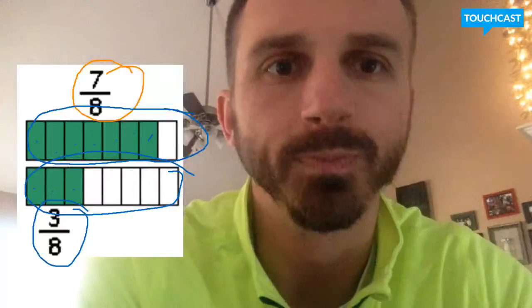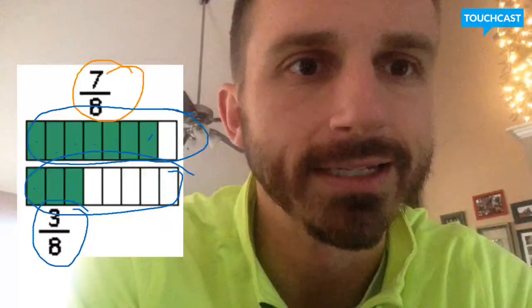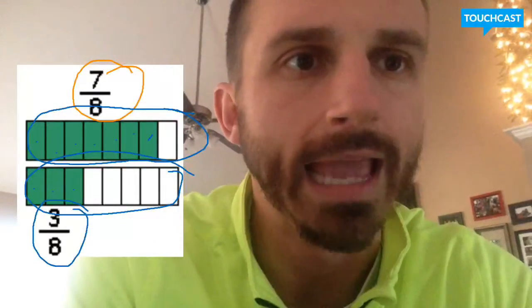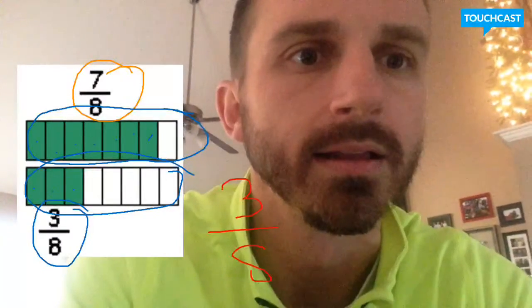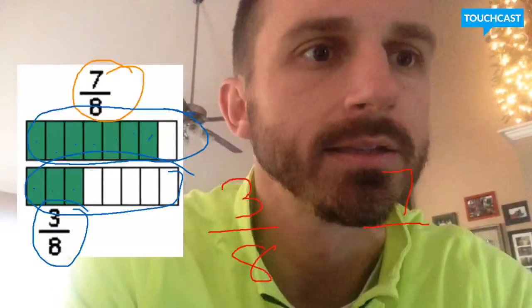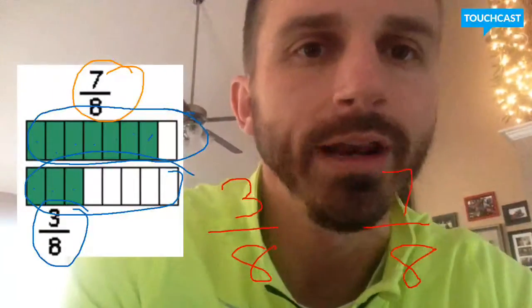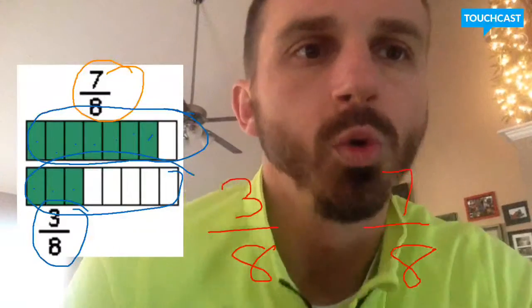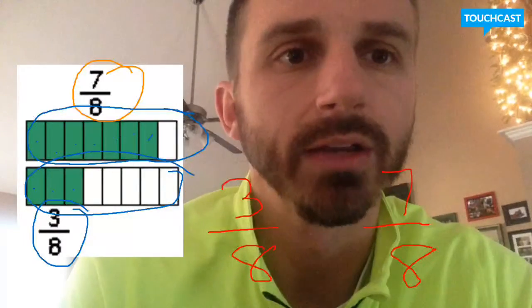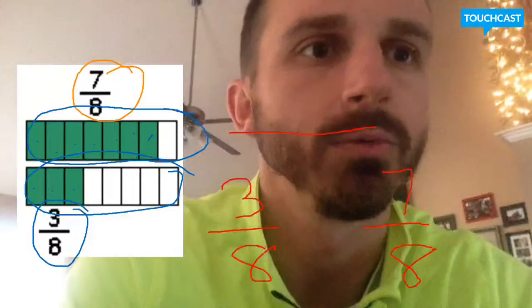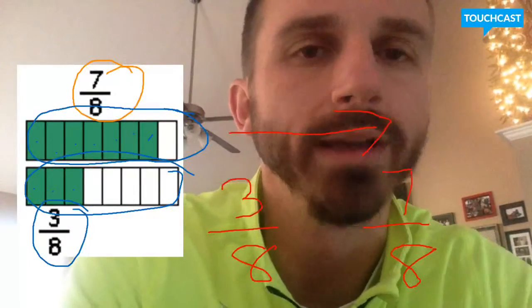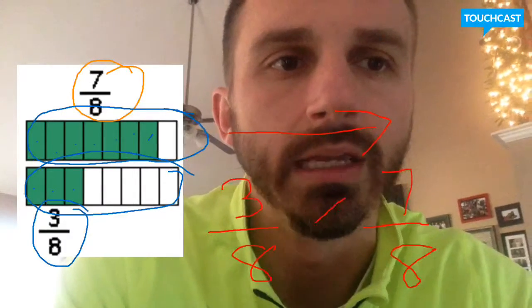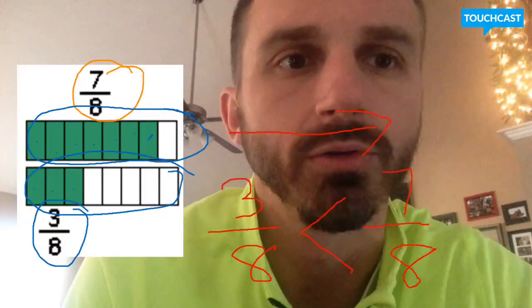So let's review greater than, less than, and equal to marks. When we're looking at less than, let's say we're reading from left to right. So if I would say 3/8 is what to 7/8? Well, it's less than 7/8. So 3/8 is less than 7/8.